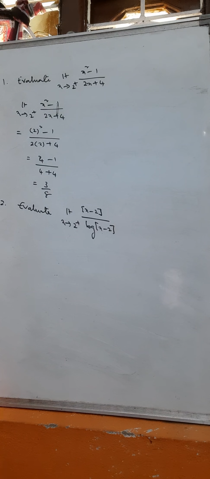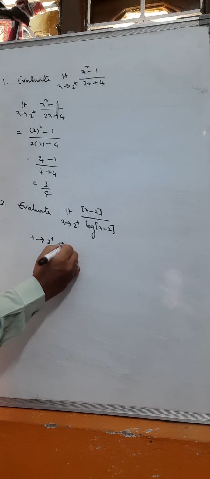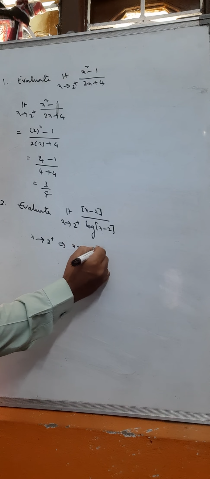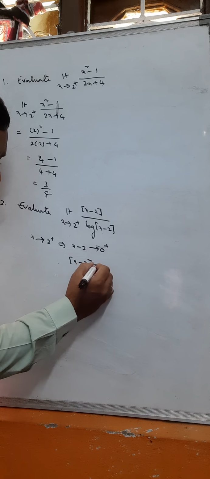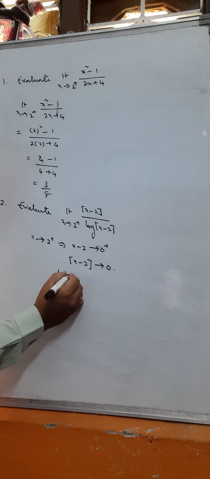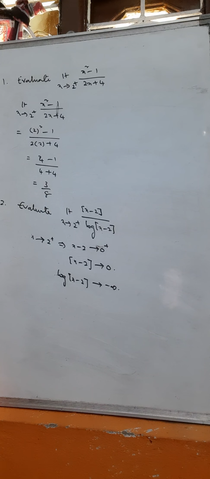So 2 plus means more than 2. Here x is approaching 2 plus, that implies x minus 2 is approaching 0 plus. So x minus 2 approaching 0 plus means the step value gives 0 only. Then what about log of step of x minus 2? It gives minus infinity.